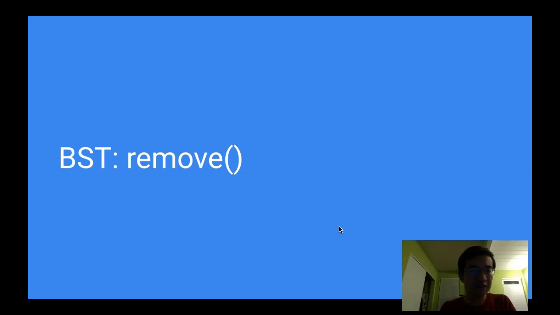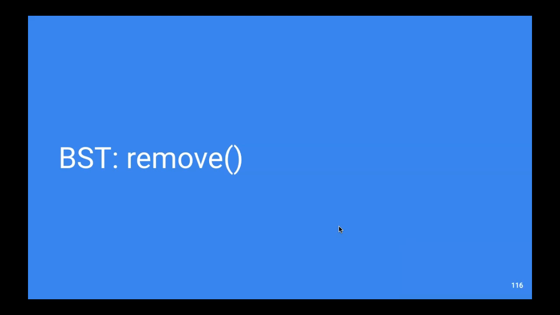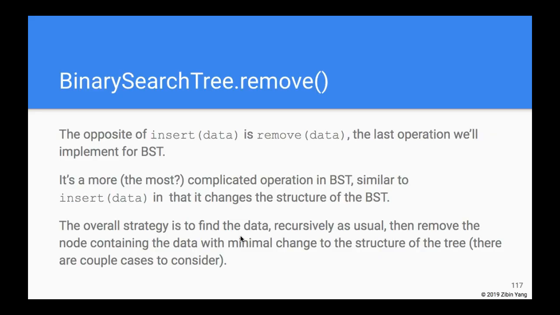Hi, so we're going to talk about the removal operation in the binary search tree. We had an insert operation to insert a piece of data, so very naturally, we want a remove operation to remove some data if we want to. This will be the last operation that we'll implement for the binary search tree. It's actually one of the more complicated operations, if not the most complicated one.